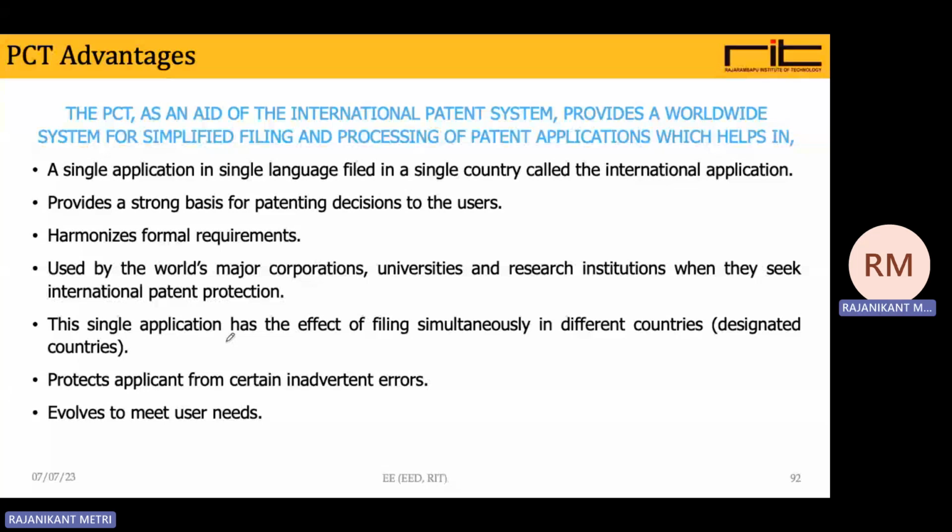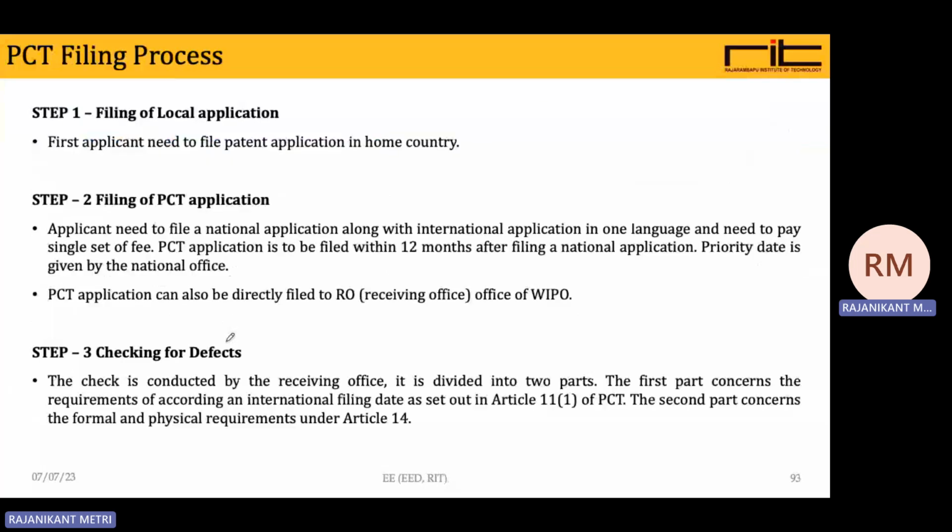So again, we'll see some processes of PCT filing. So the first step is filing of the local application. Whenever an innovator wants to file a patent under PCT, he or she first needs to file a patent in the home country. That is, at the local level, one needs to file the local application. Then file the PCT application.